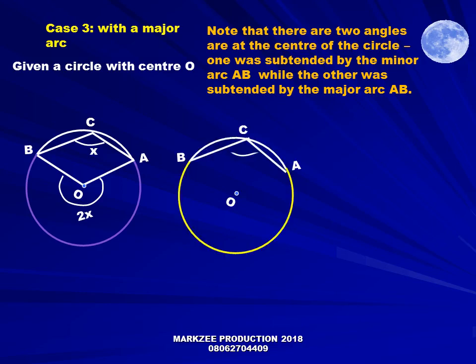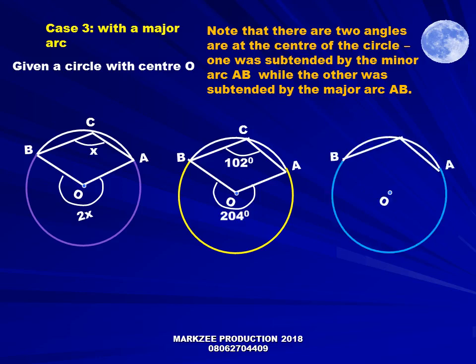So let's see that now. Those two angles came from the same arc, which is the major arc AB. So if that is 102, then the one at the center must be 2 times of that, which is 204. Okay. So if that is 112, then the one at the center must be 224.